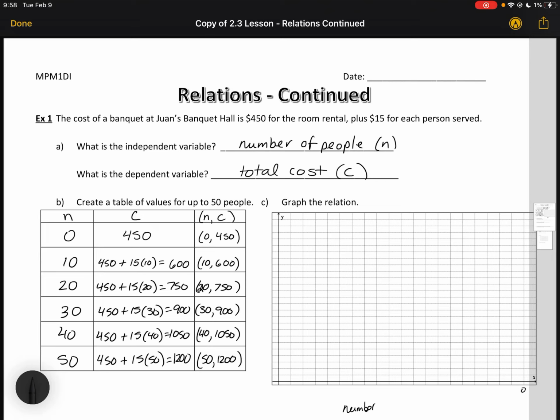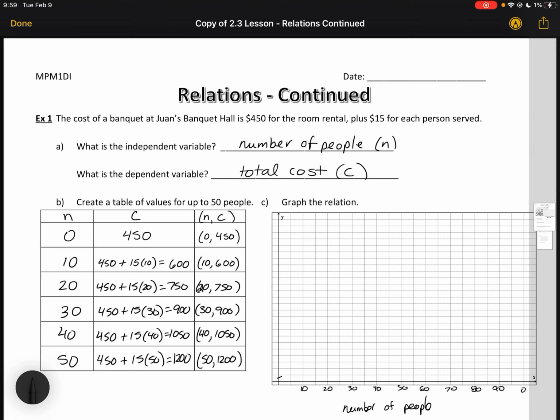On my x-axis, I'm going to put the number of people. And let's say 10, 20, 30, 40, 50, 60, 70, 80, 90.